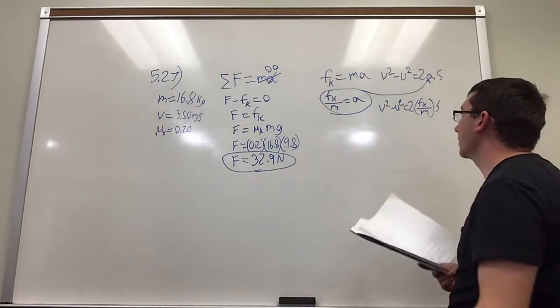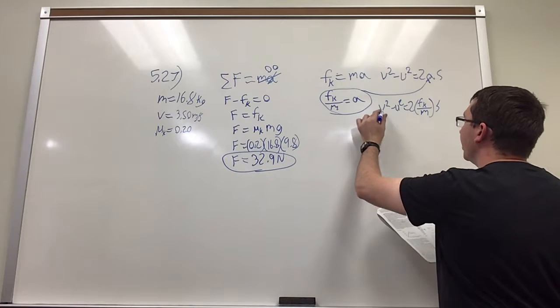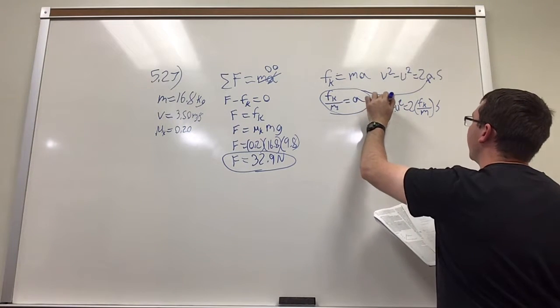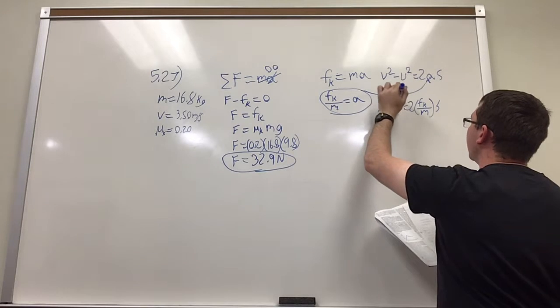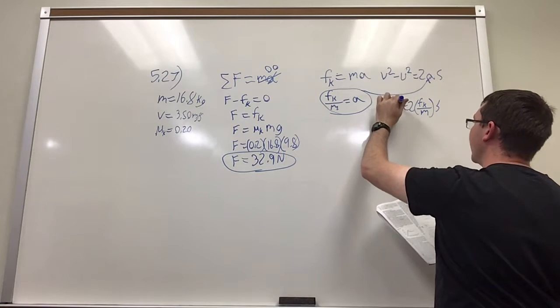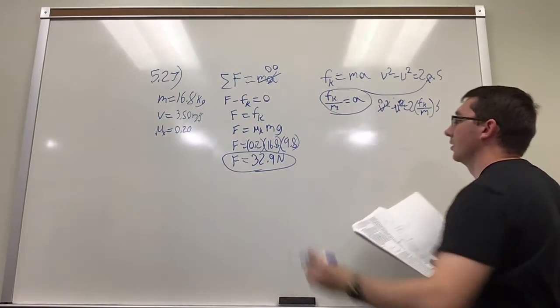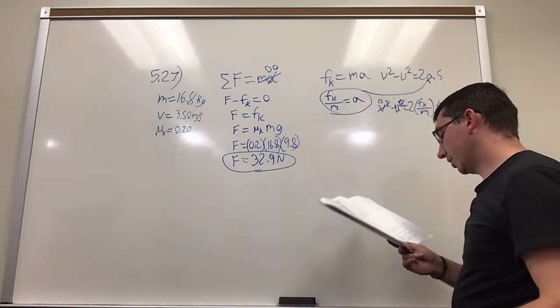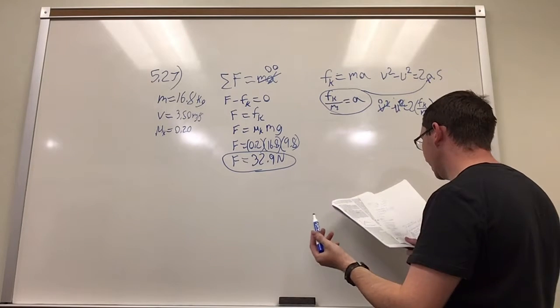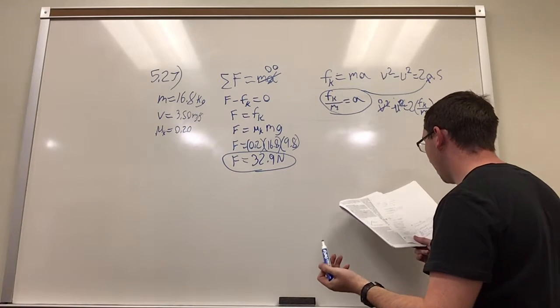times the distance. So we know the initial velocity, and we know the final velocity goes to 0. And so we can solve for this. So we just kind of plug everything in.